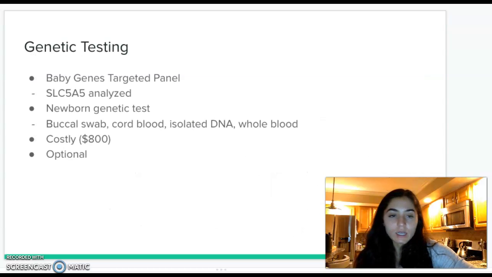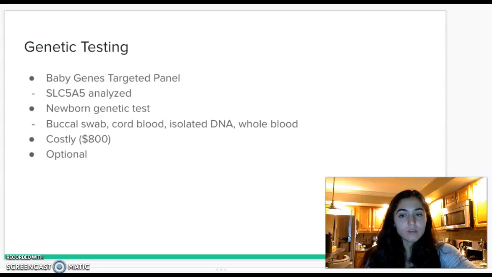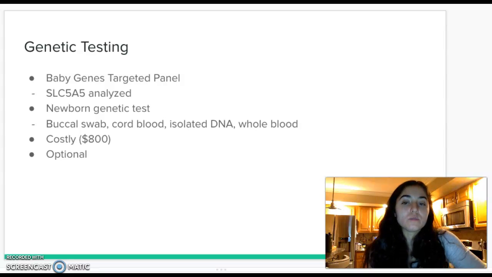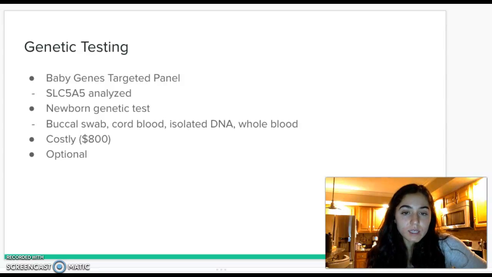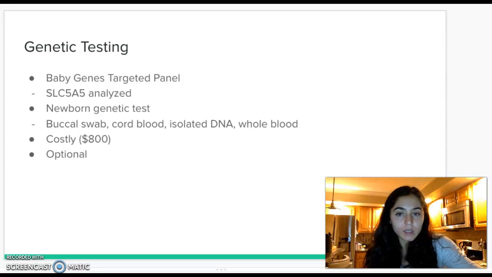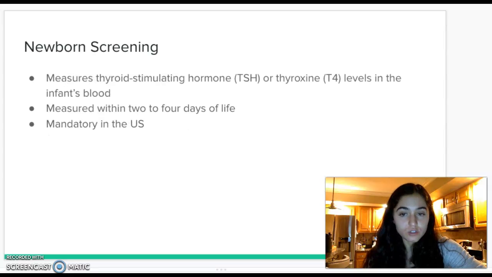So on to the genetic testing of the SLC5A5. This gene is analyzed through the Baby Genes Targeted Panel. It is a newborn genetic test that uses buccal swab, cord blood, isolated DNA, or whole blood to analyze the SLC5A5 gene. It is costly, around $800, and it is optional. And I think it's mainly optional because of the newborn screening that is mandatory in the United States.